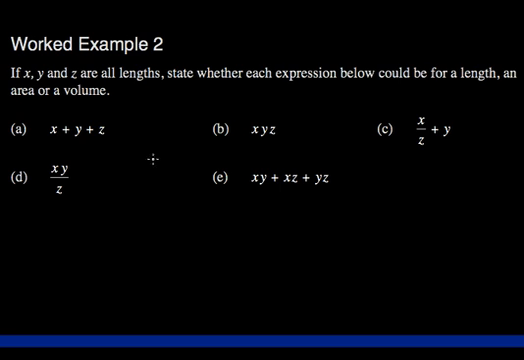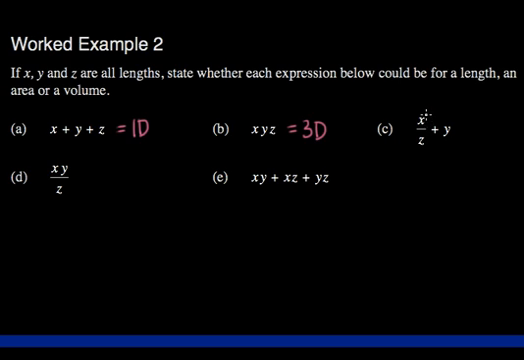Now, for part A, if we know that x, y, and z are all lengths, then if you add all the lengths together, you still get a length, and this length is overall going to be one-dimensional. But when you multiply the three lengths together, then you produce a volume, and this would be 3 dimensions.